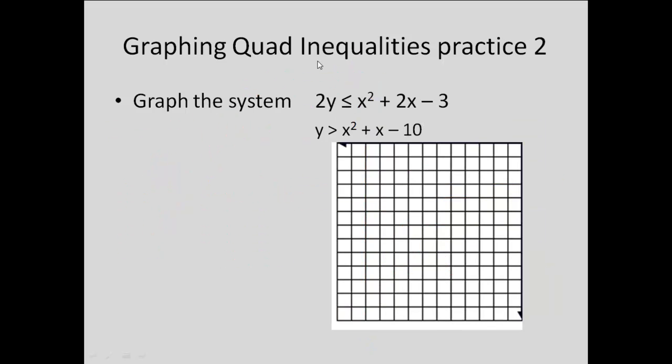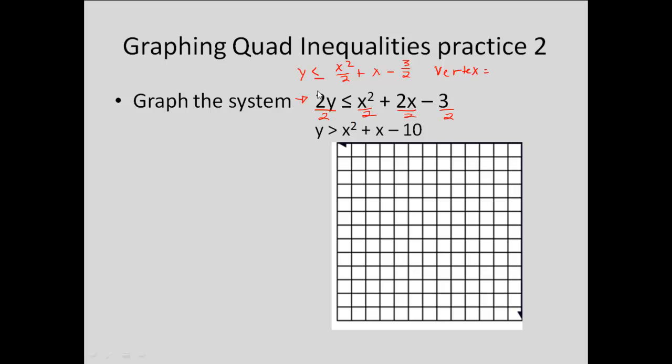Okay, we're going to go ahead and graph a system now. Now the first thing I want to do is focus only on one of the inequalities, so I'm going to do the top one first. I need to get it in standard form, so I'm going to divide everything by 2, and when I do that, I'll be left with y is less than or equal to x squared over 2 plus x minus 3 halves.